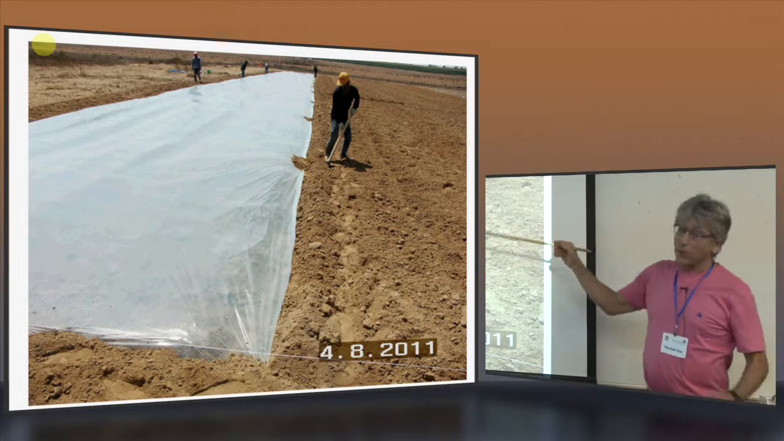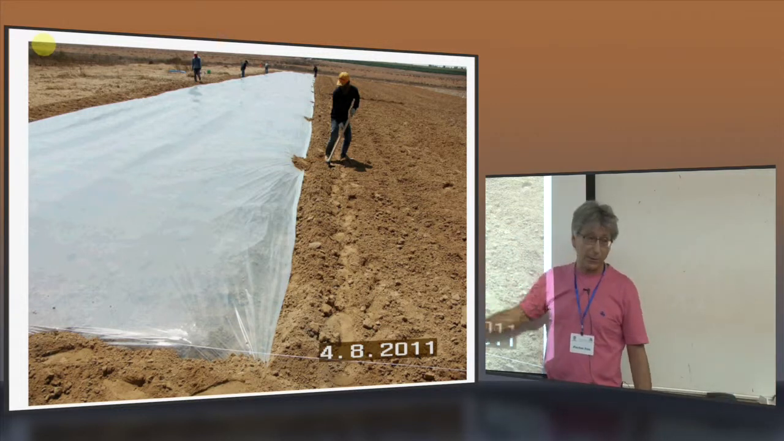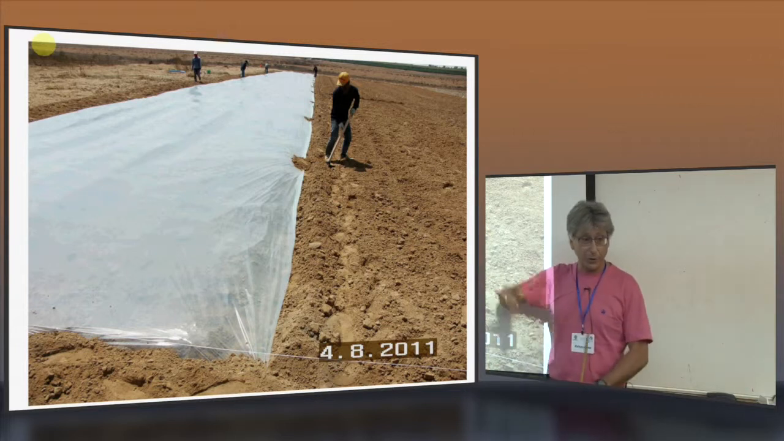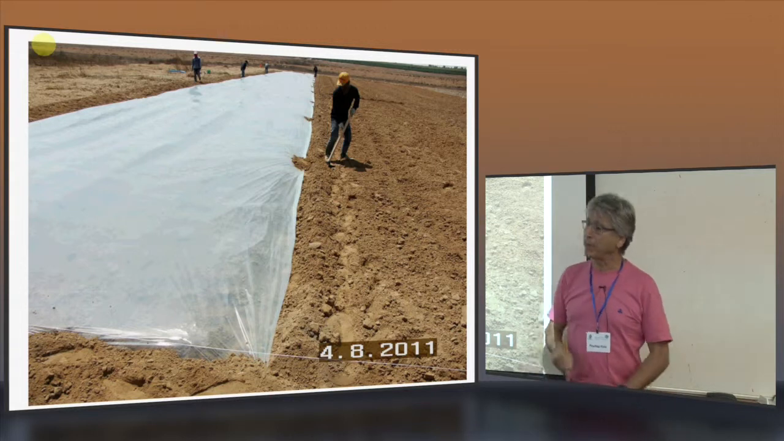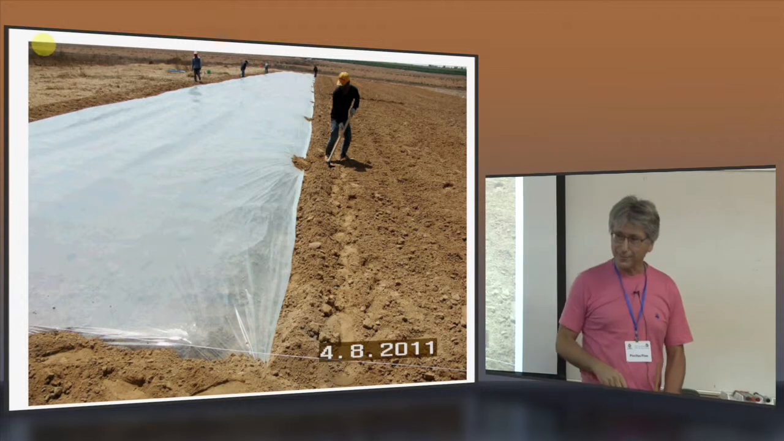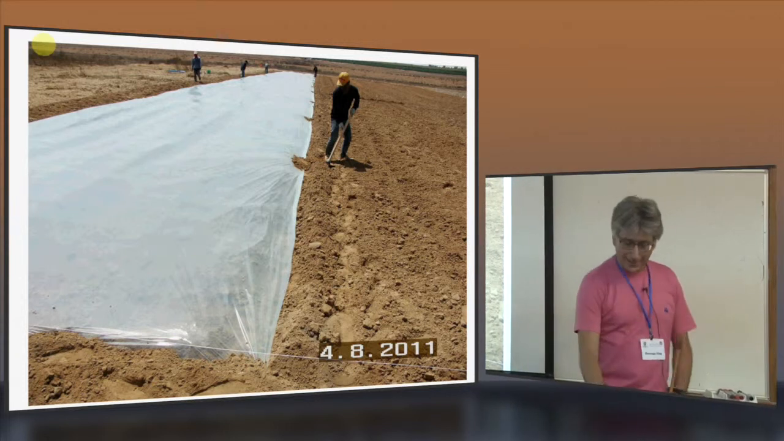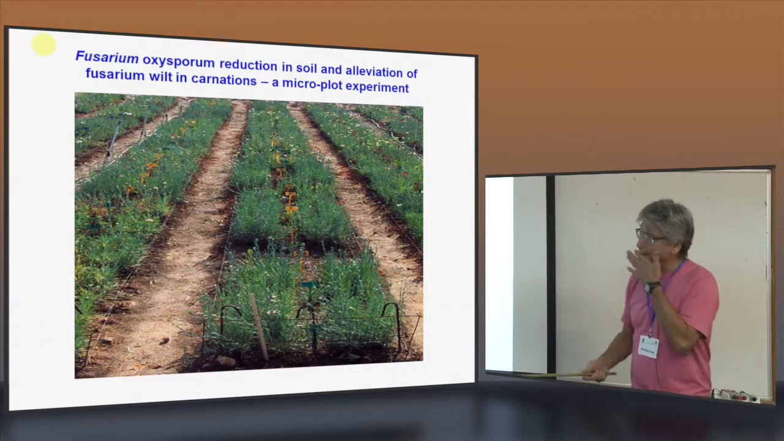And as I said, in order to reduce the pKa, we can heat the soil, and we do it by solarization, by covering with a nylon sheet for a few days. 2-3 days is enough. And we have high temperatures underneath. That's enough.